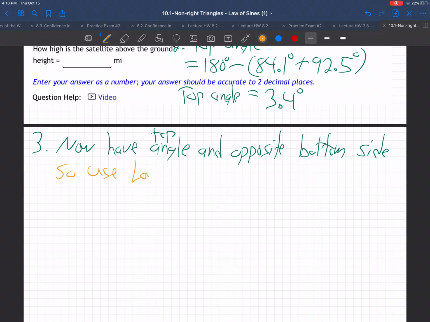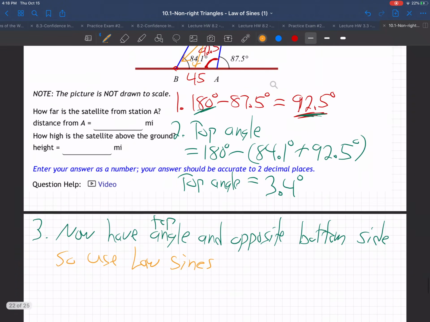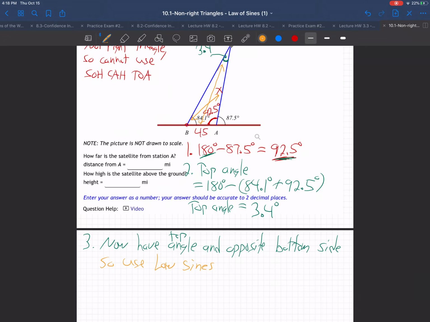So use the law of sines. Remember, the law of sines says you can take any side over the sine of the opposite angle. So I can take 45 over the sine of 3.4 degrees, right?